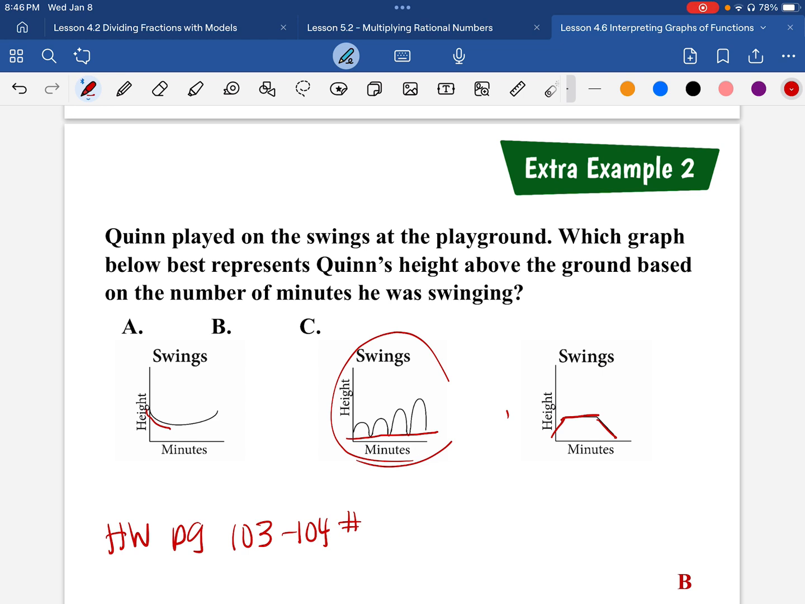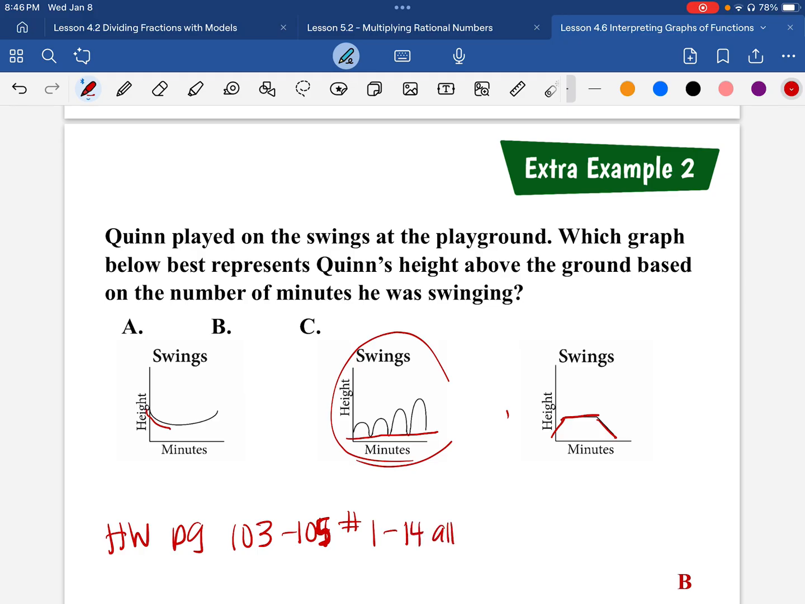So your homework is page 103 and 104, and you are going to do numbers, it's going to be 103 to 105. My bad, guys. The first two pages only have 4 questions on it, so don't freak yourself out too much. So we're going to do numbers 1 through 14, and we're going to do all of them.